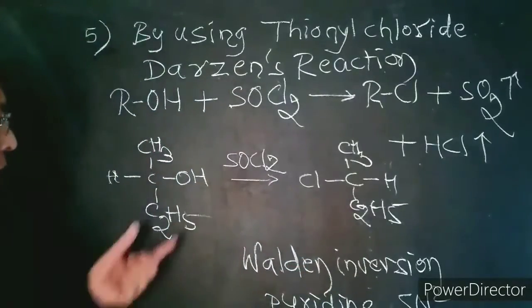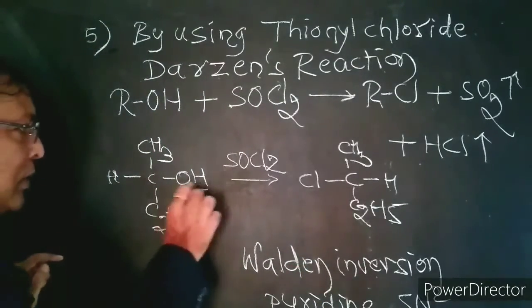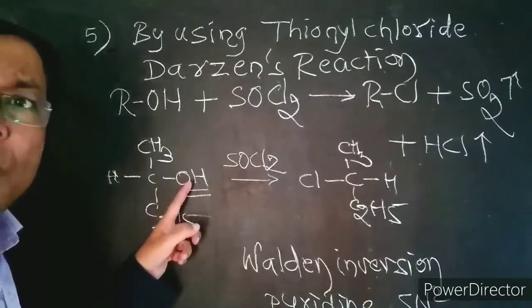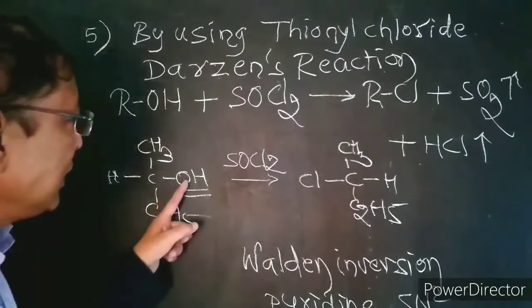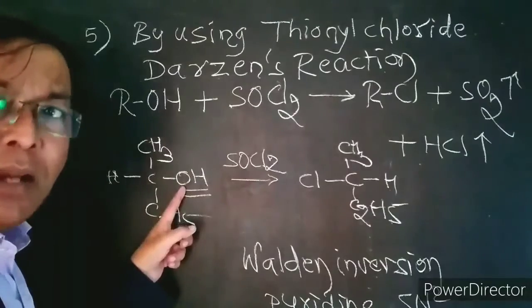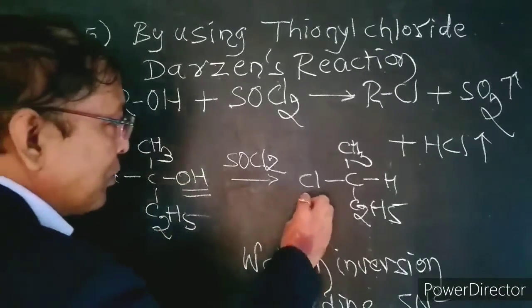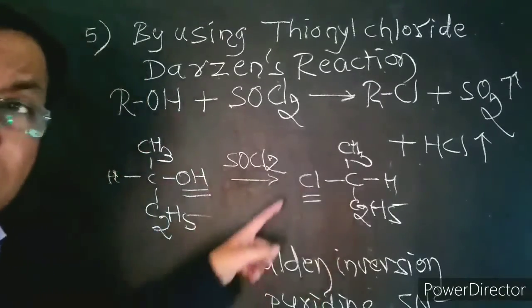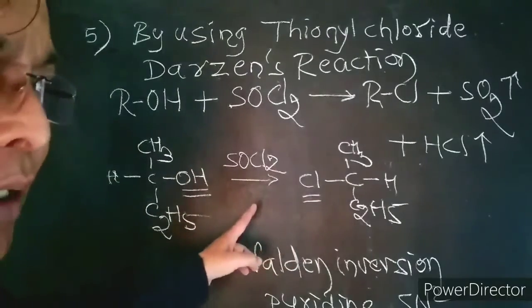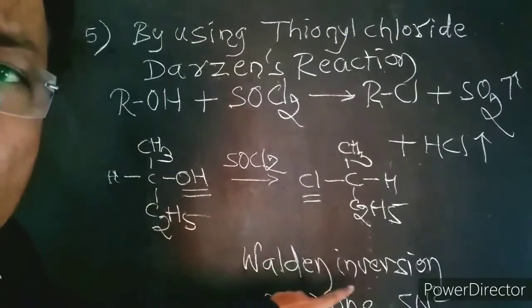That means if you observe here, the OH group is at the right side, and we expect that the halogen chlorine should come at the right side, but the chlorine comes at the left side. This is called optical inversion. This is also known as Walden inversion.